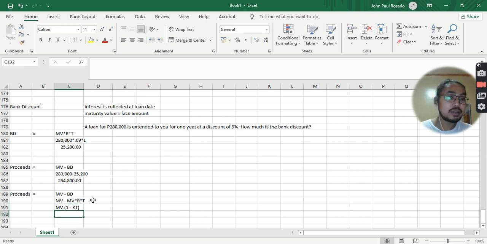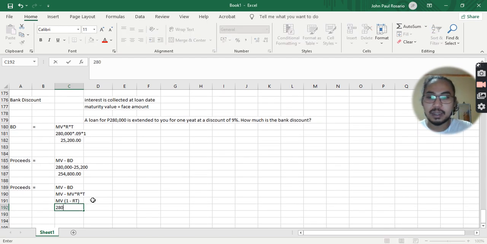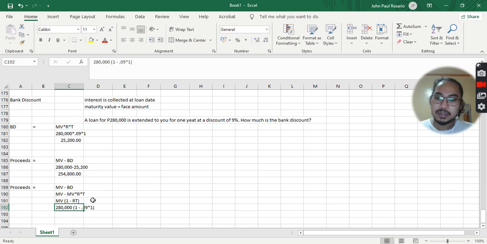So, this is now your shortcut formula for computing the proceeds. If we apply the given, that's 280,000. We multiply that by 1 minus 0.09 times our time of 1 year. So this should give us the same proceeds of 254,800. Okay. So now, why do we also need to know the concept of this bank discount and simple interest?